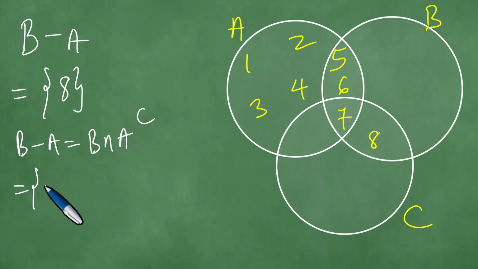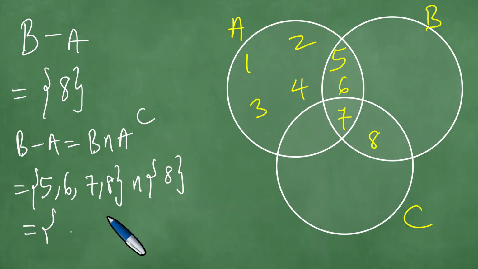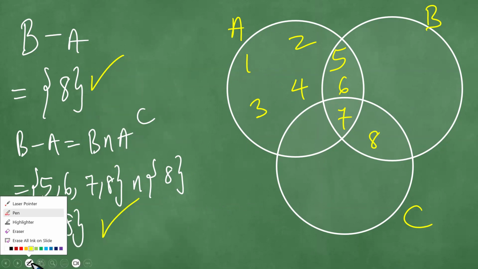What is the set B? We saw at the beginning that the set B contains the elements 5, 6, 7, 8. That is the set B intersection A complement. The complement of A has everything else that is not in A, so we can just put 8 here. And therefore, the intersection of these two sets contains the element 8. So we have this exactly.